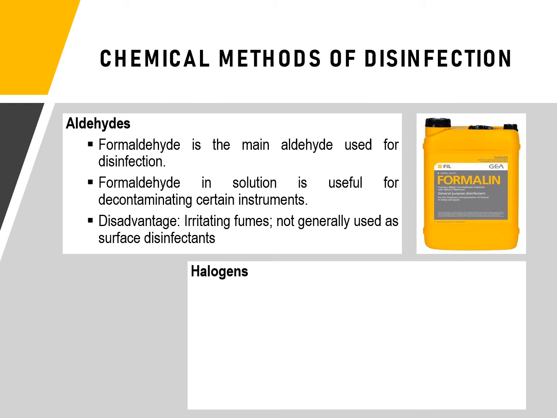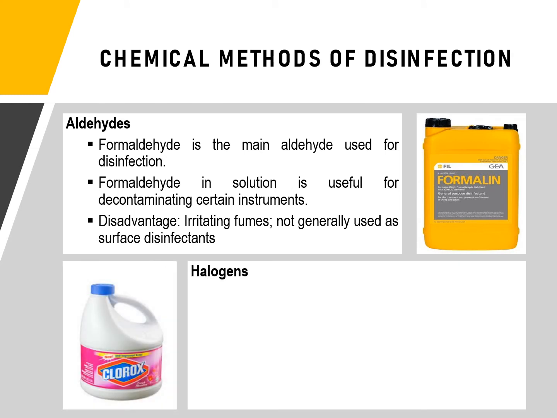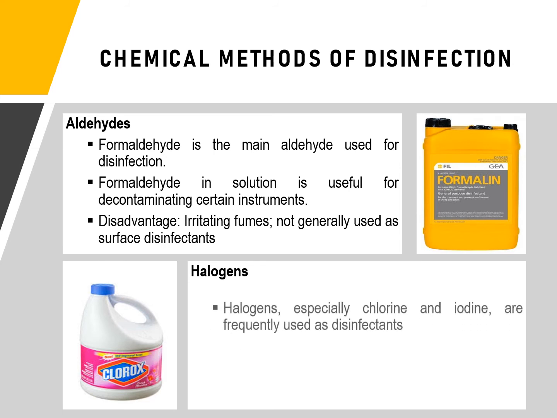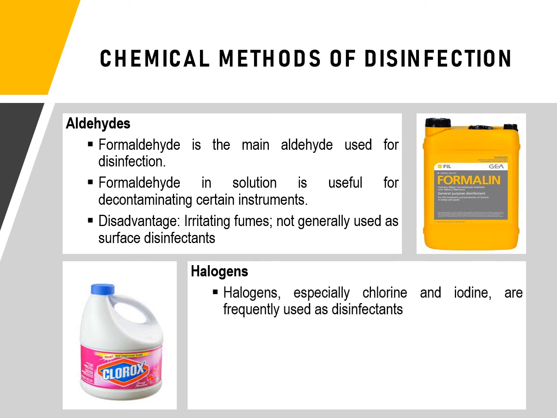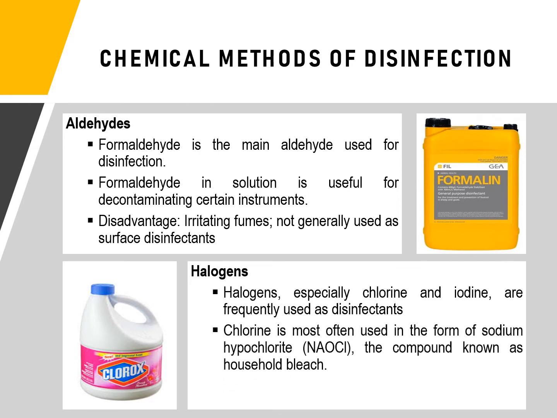Another chemical is the halogen. An example of that is chlorine or Clorox. Halogens, especially chlorine and iodine, are frequently used as disinfectants. But between the two, chlorine is the most often used, in the form of sodium hypochlorite, otherwise known as household bleach. The CDC recommends that for any blood spills on tabletops, you should disinfect the tabletop with household bleach in a 1:10 dilution.